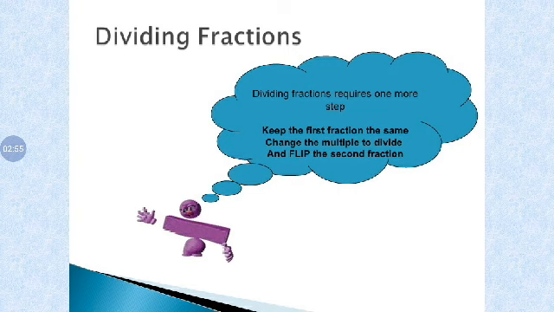For example, A is a reciprocal of 1 by A. So 2 is a reciprocal of 1 by 2. 1 by 2 is a reciprocal of 2 by 1.